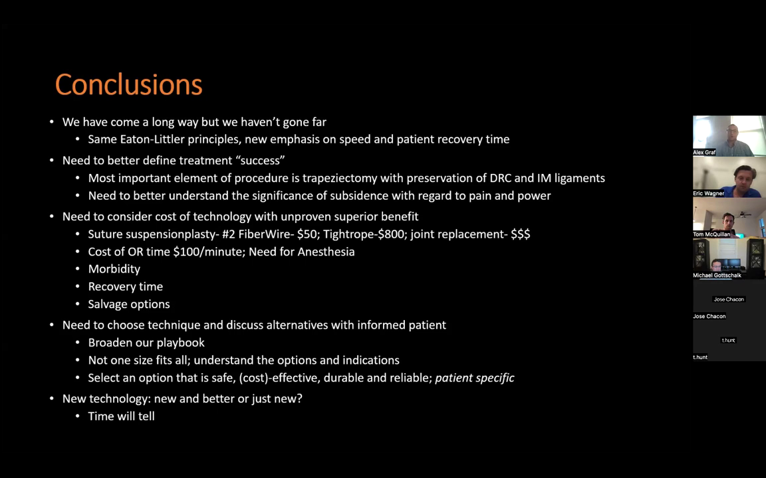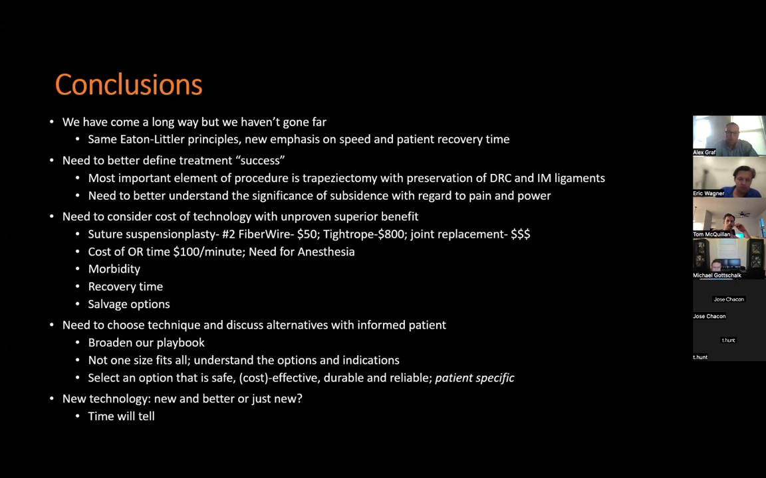We need to consider the cost of technology, especially when there's no proven superiority. If you look at a suture suspension plasty, a FiberWire is $50, a TightRope's $800, and a joint replacement's probably several thousand. Show me, in the era of value-based care, why a joint replacement is better. The cost of OR time is about $100 a minute at our facility, and do you need general anesthesia? Some of these techniques you can do under WALANT or MAC, right, in an ASC or an office setting.